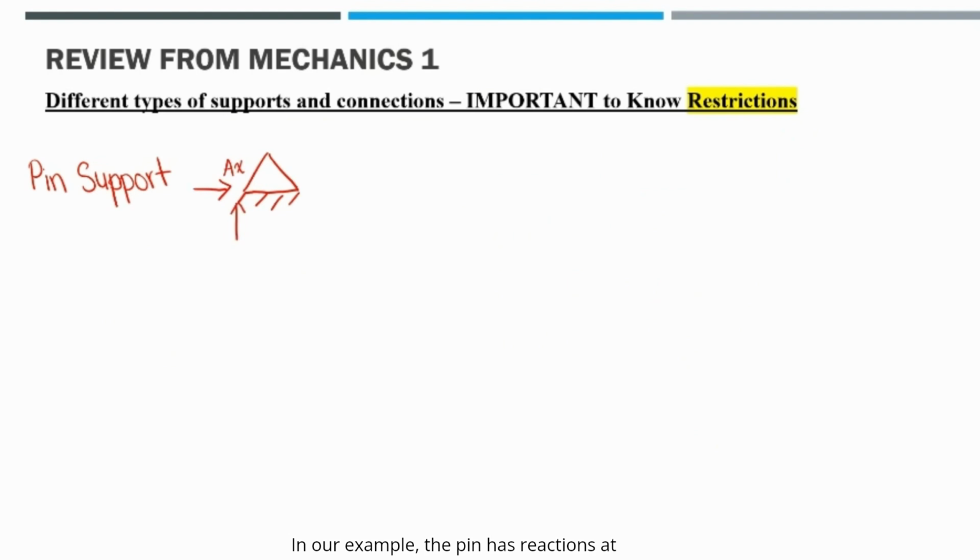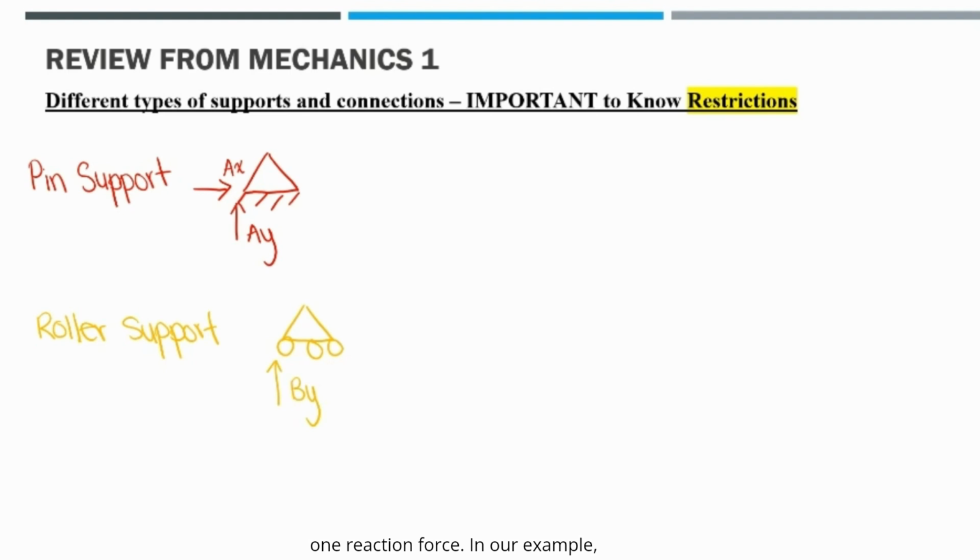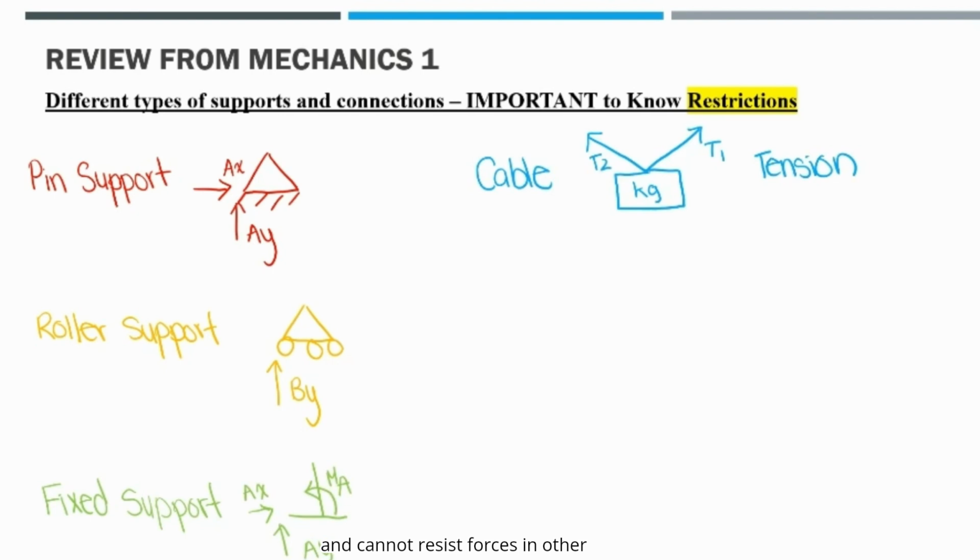Now let's go over the different types of support and connections. A pin support can resist forces in both the X and Y directions, but cannot resist a moment. In our example, the pin has reactions at AX and AY. A roller can only resist a force perpendicular to the surface it rolls on, so it provides only one reaction force. In our example, there's only BY. A fixed support can resist forces in both X and Y directions and resist a moment. It's fully constrained. A cable can only resist tension forces along its length and cannot resist forces in other directions or moments.